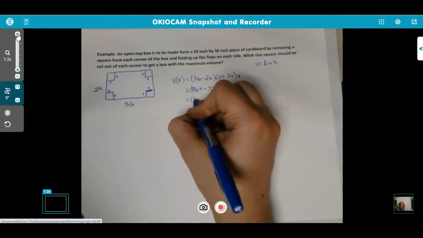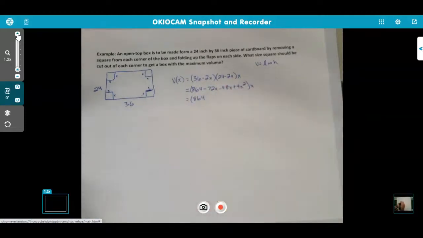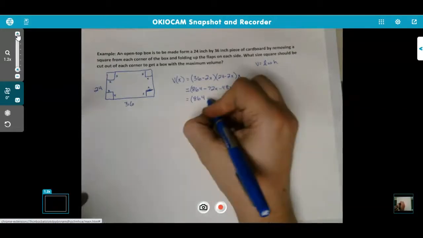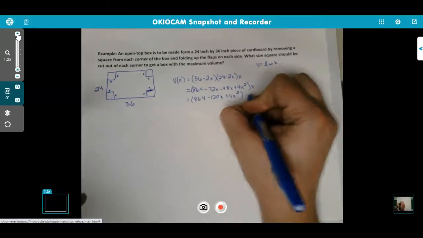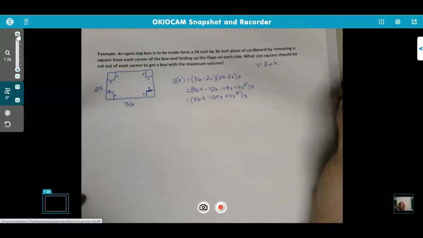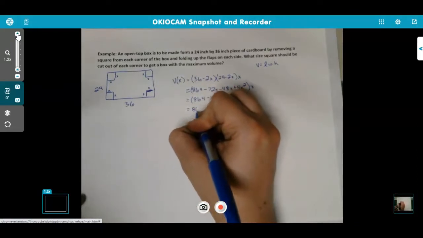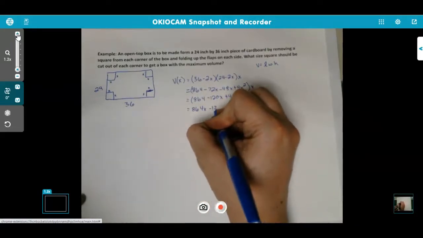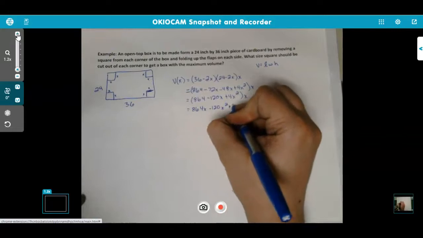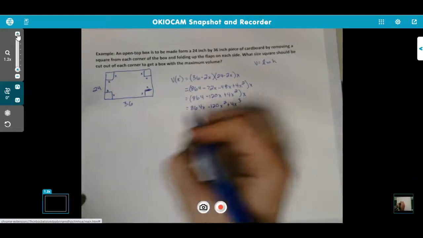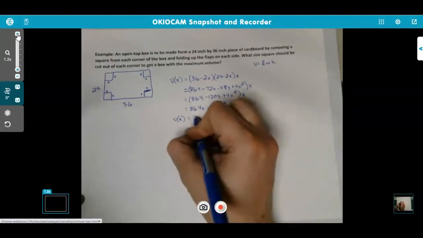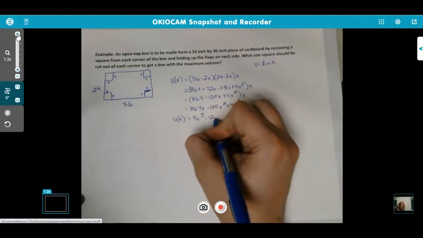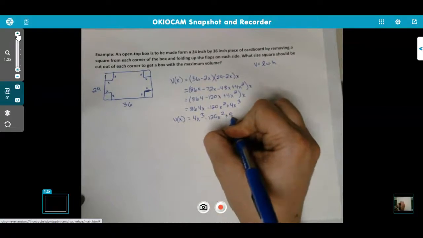Combine like terms, and you have 864. Negative 72 minus 48 is negative 120x plus 4x squared. All of that times x. So distribute the x now, and you get 864x minus 120x squared plus 4x cubed. Again, I like having the highest term at the front, so I want to move this cubed term up front. And there we go.